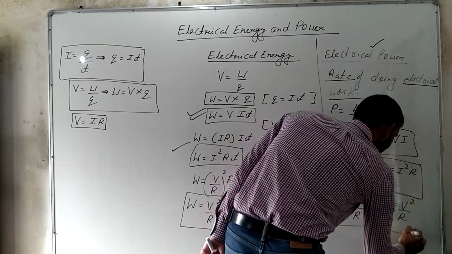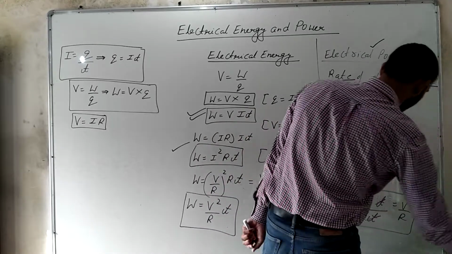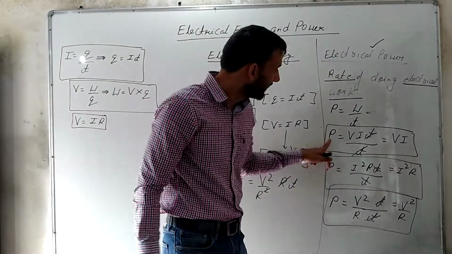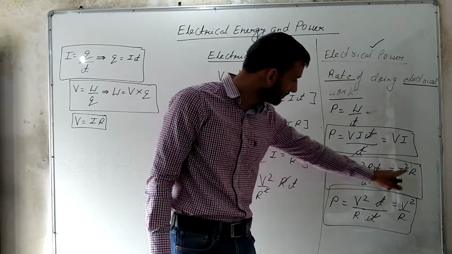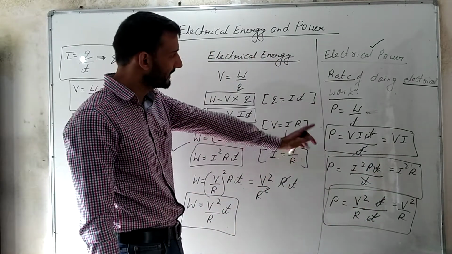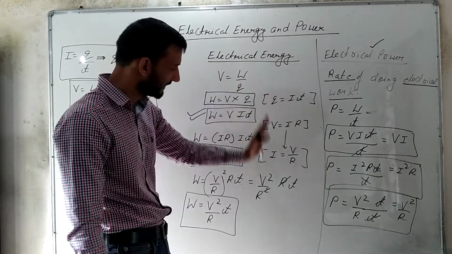As you all can see that these are the formulas of power. What are the three formulas for power? Power is equals to VI, power is equals to I square R, and power is equals to V square upon R. So this was about electrical power, this was about electrical energy.